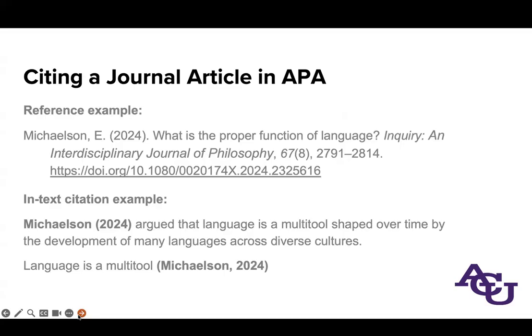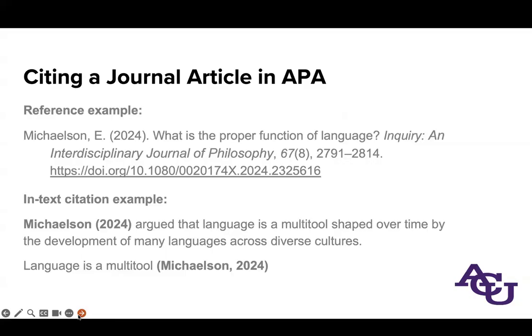Michelson, parentheses, 2024, argued that language is a multi-tool shaped over time by the development of many languages across diverse cultures. This kind of example is called a narrative citation because the author's name is part of your sentence or narrative. Notice that if you decide to name the author in the sentence, you will use a past tense verb. Here we have Michelson argued, because according to APA, all work that has been published was created in the past, and therefore you need to refer to it in past tense.